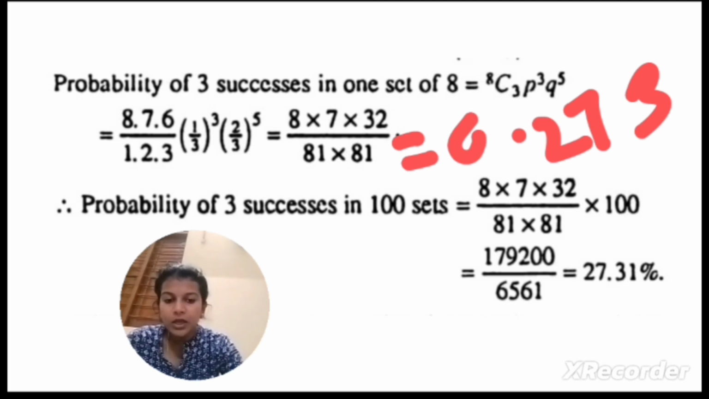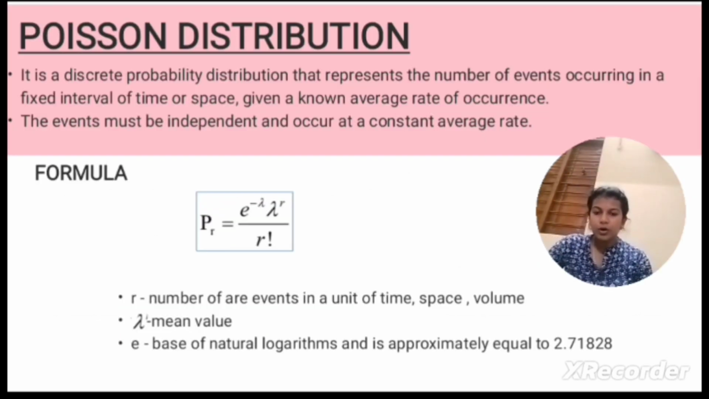We move on to the Poisson distribution problem. Before moving into the problem, we will discuss the basic definition of the Poisson distribution. It is a discrete probability distribution that represents the number of events occurring in a fixed interval of time or space given a known average rate of occurrence. The events must be independent and occur at a constant average rate.